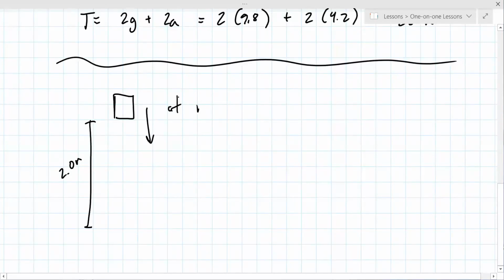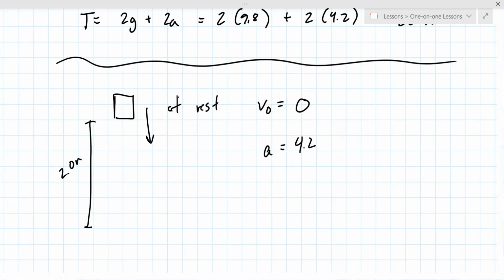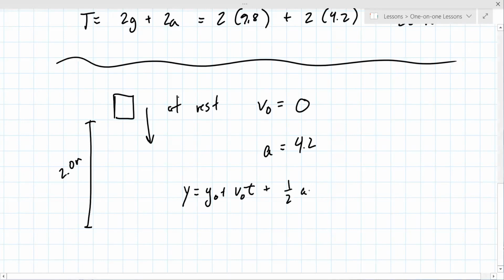When it's at rest, what is its initial velocity? It's always 0, right? Well, not always, but in this case, it's at rest, so 0. We know its acceleration is 4.2. What equation governs one-dimensional motion? y equals y naught plus v naught t plus 1/2 a t squared. The reason is because it's vertical, right? This problem is the same as even if you were pushing it sideways.